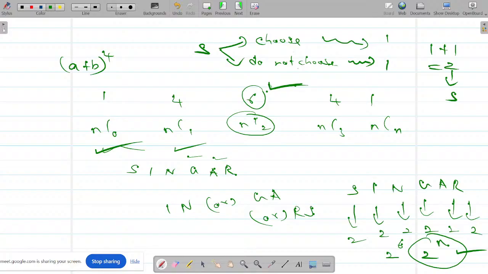This 2 power n is the number of subsets over there. In permutation and combination, we say it is the number of ways you can choose. See, what do you mean by subsets?